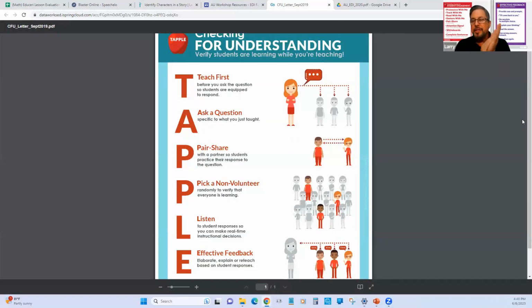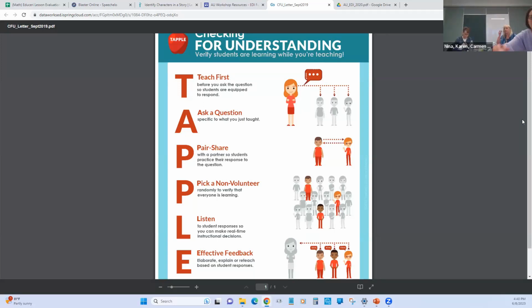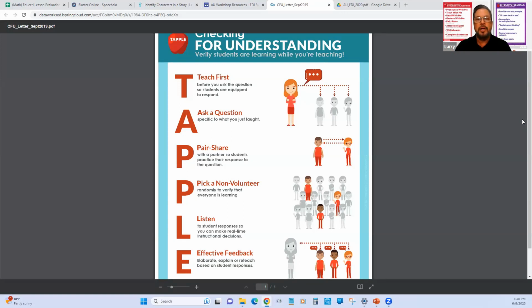Now, I like doing this as a fun exercise. Let's go over all of these together. T stands for what, everybody? Teach first. Teach first. Now, let's be very clear. When we teach a new concept, when it's a brand new idea, when you're providing new information, of course, we're not always going to do this all the time, but every time you teach a brand new objective, that's what we're talking about. If it's a new word, that's what I'm talking about. If it's a new idea for a concept, teach first.